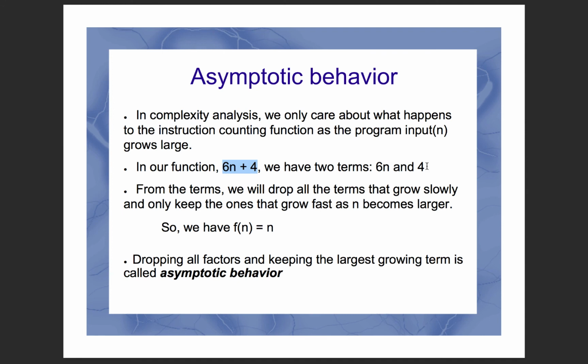If you remove 6 and 4, then you will have f(n) equals n. Dropping all factors and keeping the largest growing term is called asymptotic behavior. So you keep only the largest growing term. Here the largest growing term is n. n grows larger than the other two components, 6 and 4. That's why you keep only n and remove the other two. So this is asymptotic behavior.